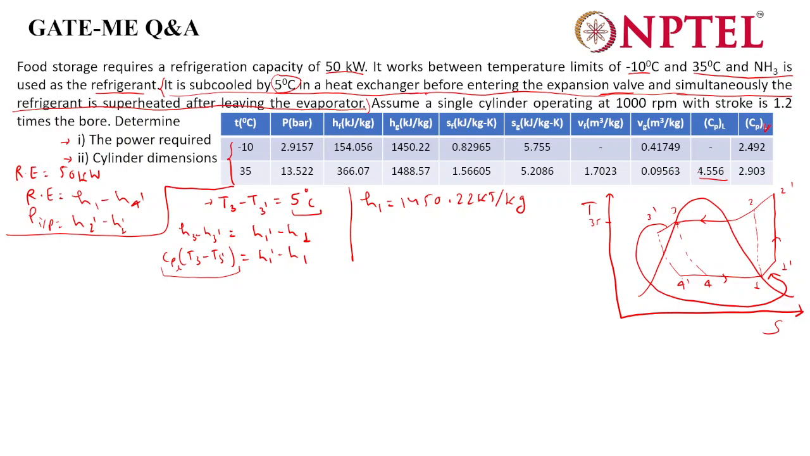Cp of liquid is this. Just multiply it by 5. 22.78 kilojoule per kg. Okay. So what is H1 dash from here? Because we know the value of H1. H1 is this, so H1 dash we can find, right? Just simply add this. Let me know the value of H1 dash.